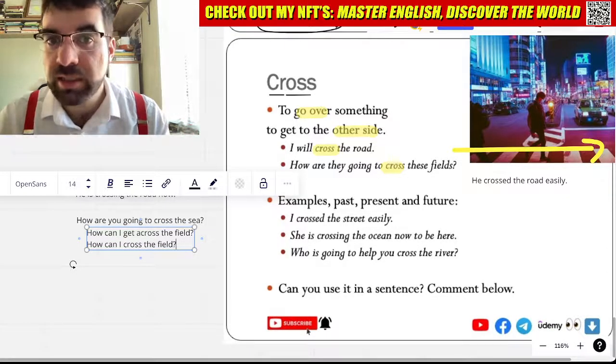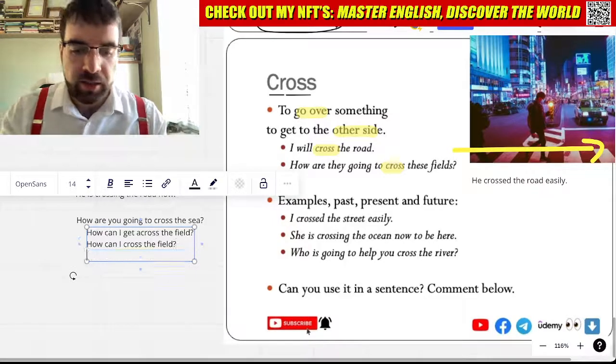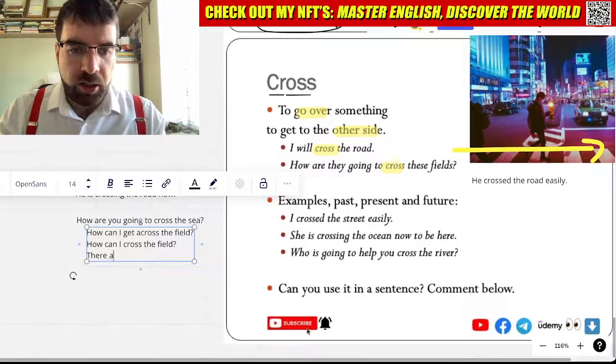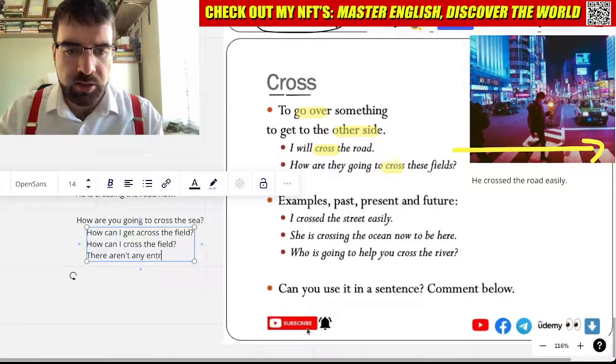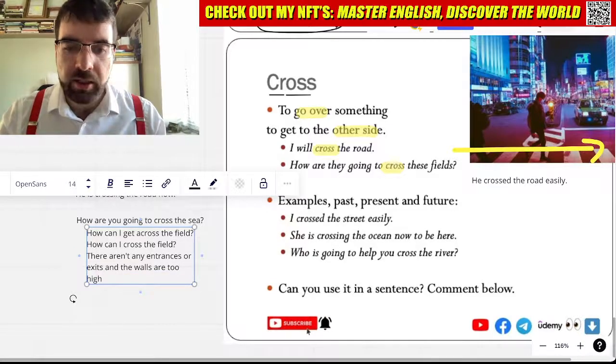There's no entrance, no exit. The walls are too high. There aren't any entrances or exits, and the walls are too high.